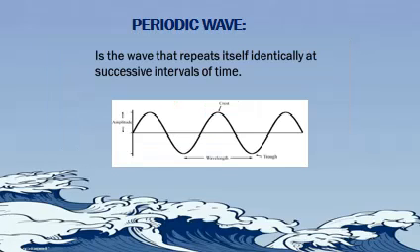So this is the amplitude, this is called crest and trough, minimum. This is the wavelength, the distance between trough and trough, or crest and crest.